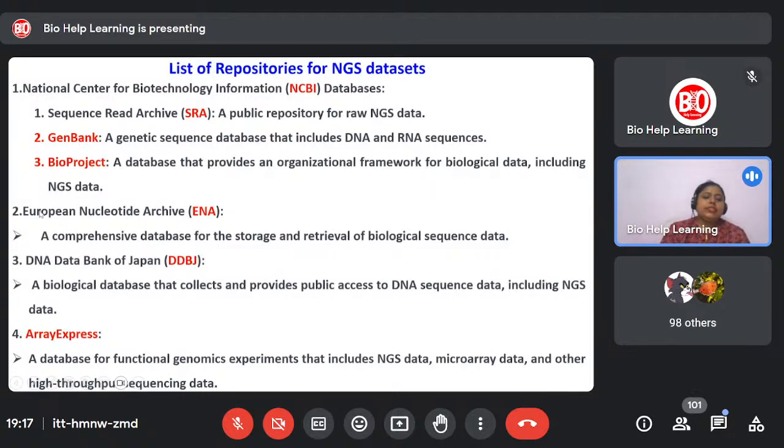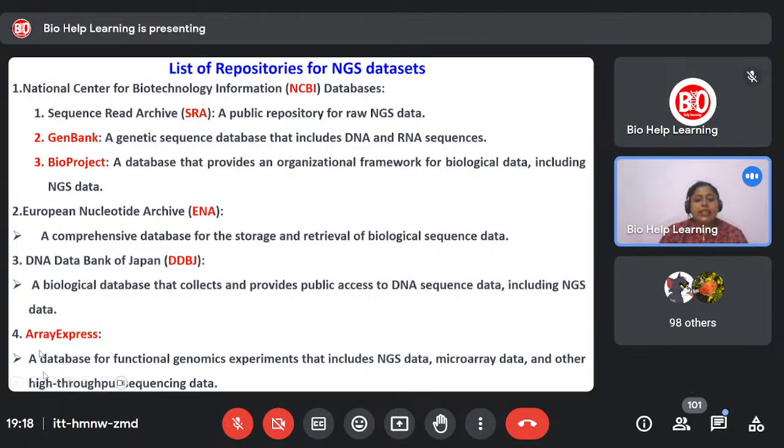The second repository is the European Nucleotide Archive, ENA. It is a comprehensive database for storage and retrieval of biological sequences. Here you can submit your NGS data or retrieve it. The third one is the DNA Data Bank of Japan, DDBJ, a biological database that collects and provides public access to DNA sequence data, including NGS data also.